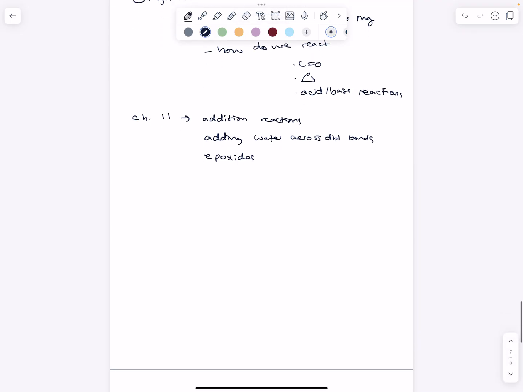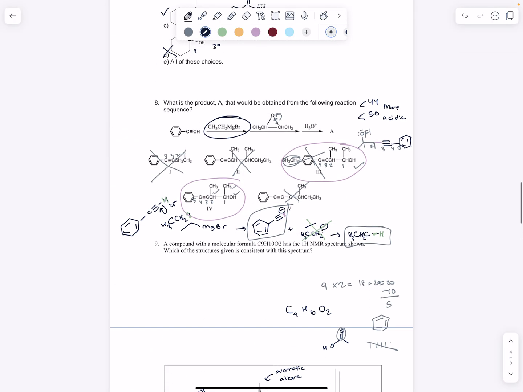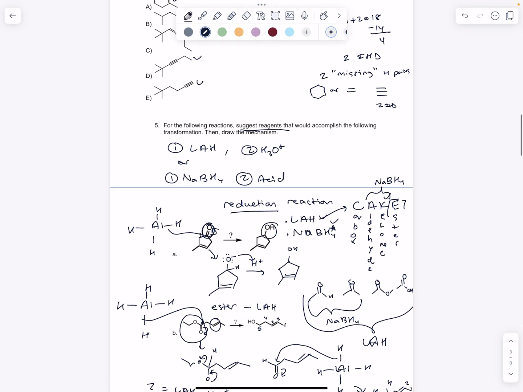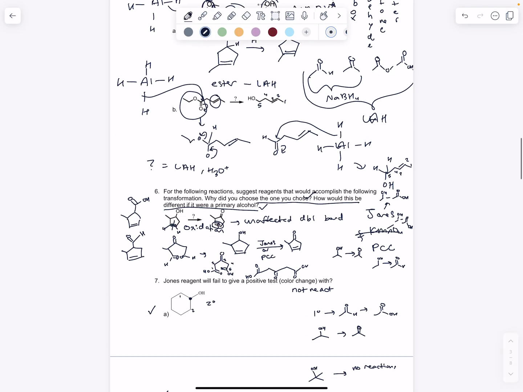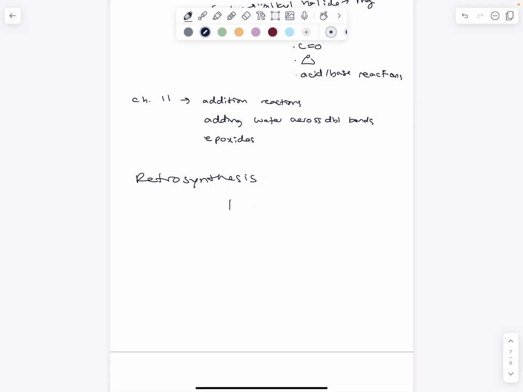And then last but not least, we talked about retrosynthesis. These were retrosynthesis questions where you had to recommend the reagents. So how do we get from point A to point B?